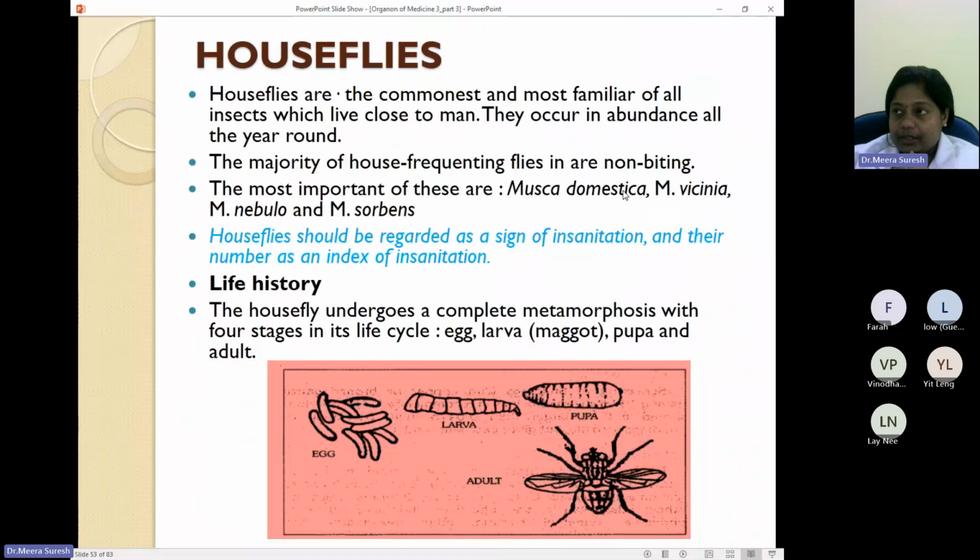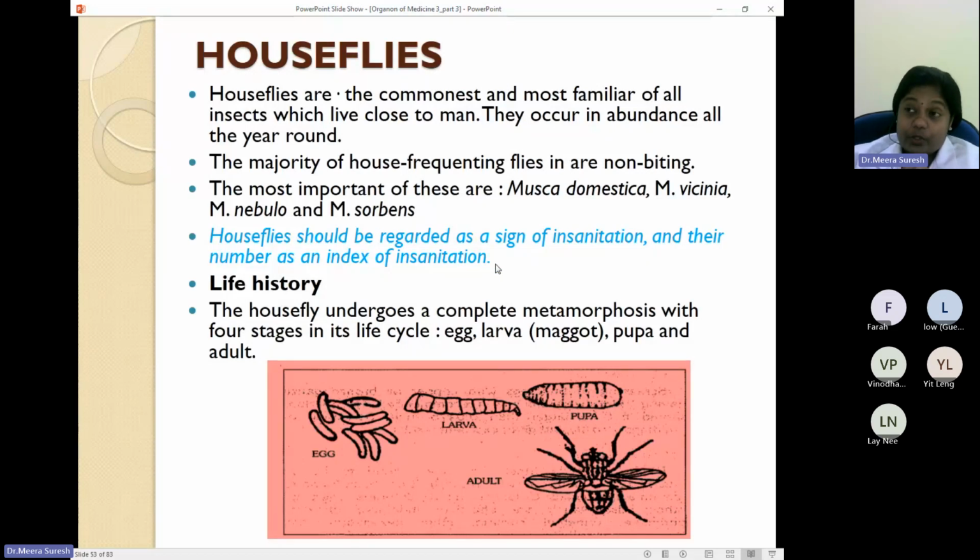They are non-biting in nature, but they are very irritating, and this is a sign of insanitation. Remember this sentence. This is important for MCQ, because if a housefly is present, it is considered a sign of insanitation, or their number acts as an index of insanitation. Even one housefly in the kitchen is so irritating. If a larger number is present, it shows the level of insanitation in that particular area.